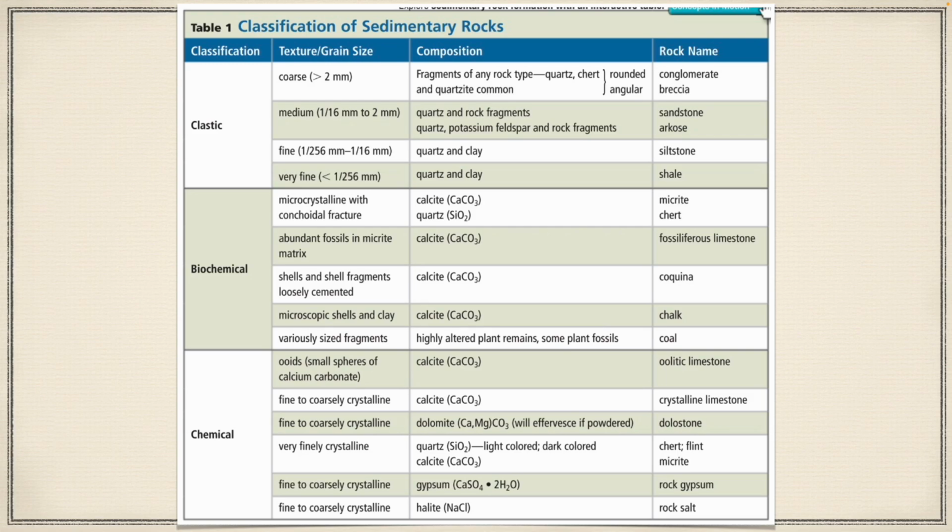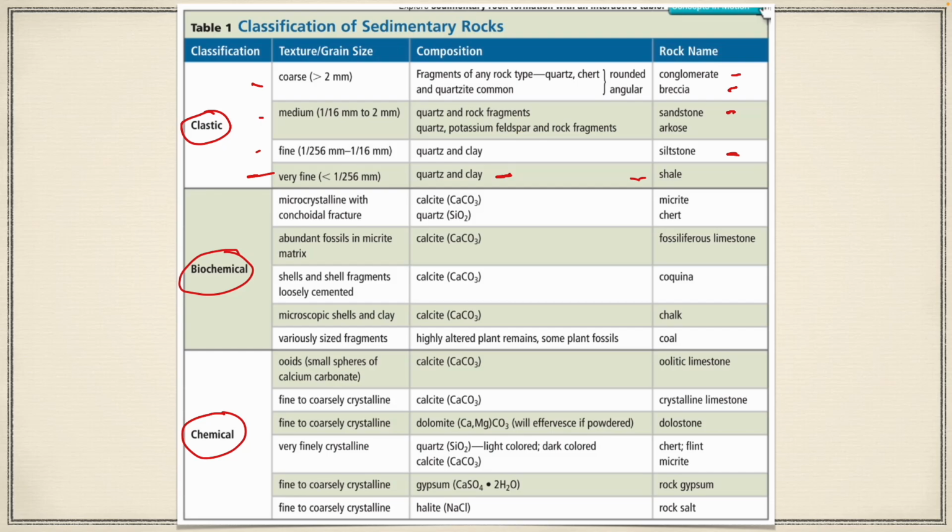So this is just a summary table of the different types of sedimentary rocks. Your main ones are the clastic sedimentary rocks, the biochemical sedimentary rocks, and the chemical sedimentary rocks. For texture and grain size, clastic can be anywhere from very fine, which tends to be made from quartz and clay, things like shale, to fine, to medium, to coarse, which is up to your conglomerates and your breccia. You've got your sandstones in the medium category, siltstone in the fine category. Again, those are all based on those particle sizes we talked about.